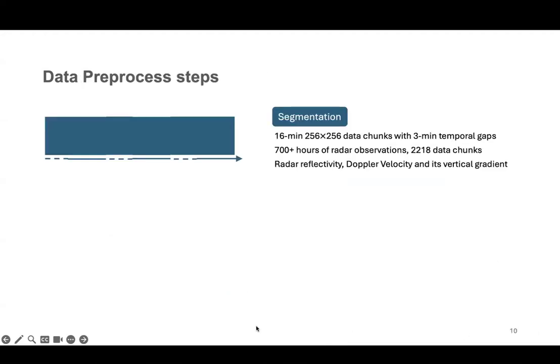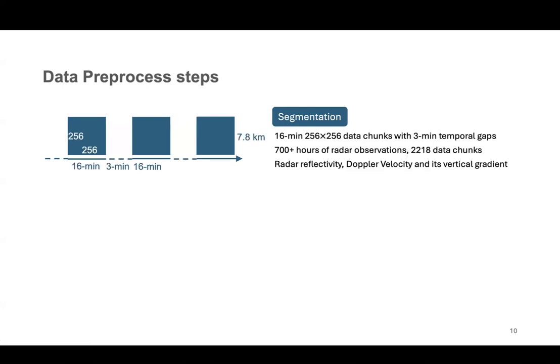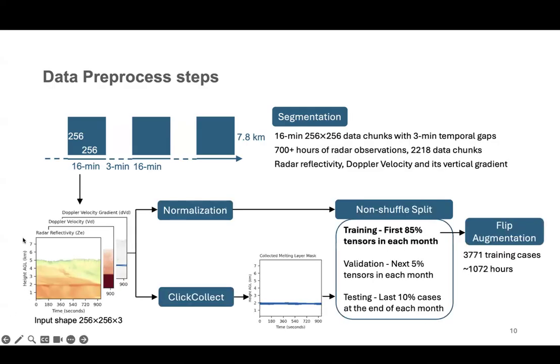So let's keep moving on to the data pre-processing steps. The radar observations have been segmented into smaller data chunks, each of them containing 16 minutes of radar observations. And in total, we have collected over 700 hours of reflectivity, Doppler velocity, as well as its vertical gradient. These data chunks are then normalized and combined with the corresponding output melting layer mask of ClickClack to go through the data splitting step into training, validation, and testing datasets.